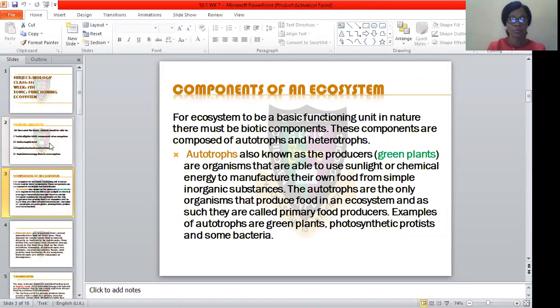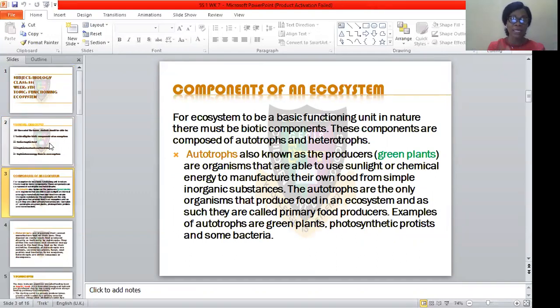Let's move on. What are the components of an ecosystem? For an ecosystem to be a basic functioning unit in nature, there must be biotic components. They are living components. These components are composed of autotrophs and heterotrophs. What are autotrophs? Autotrophs are known as producers, that is, the green plants.